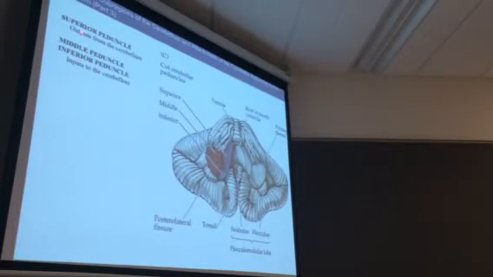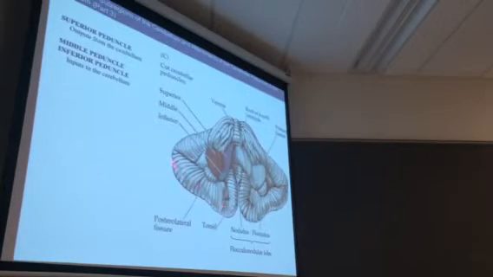Okay, superior peduncle. Outputs from the cerebellum. So signals leaving the cerebellum go through the superior peduncle. The other two, the middle and the inferior, have inputs coming to the cerebellum.